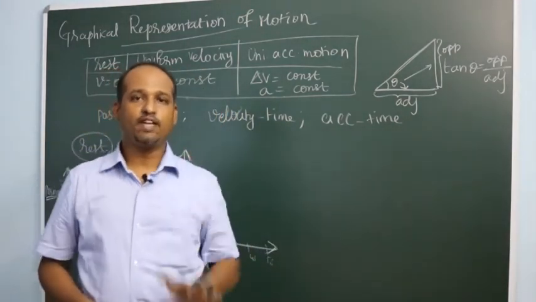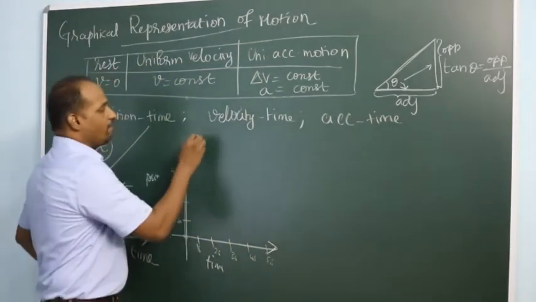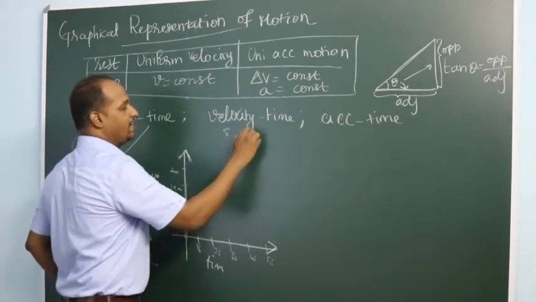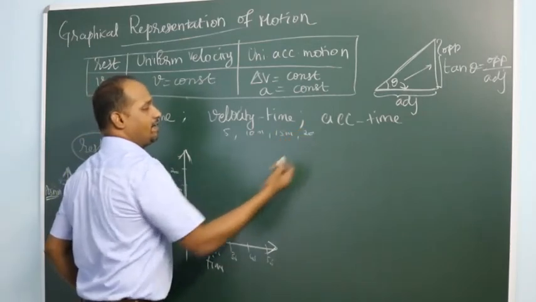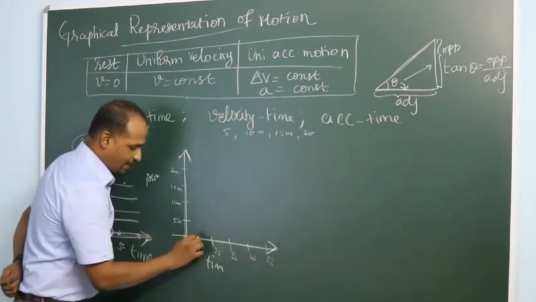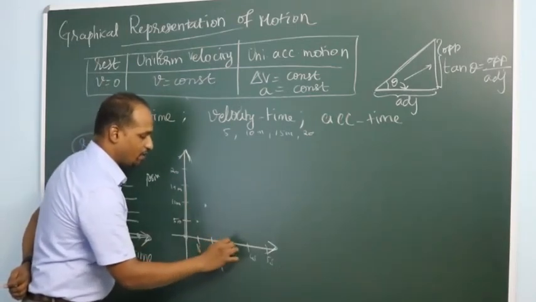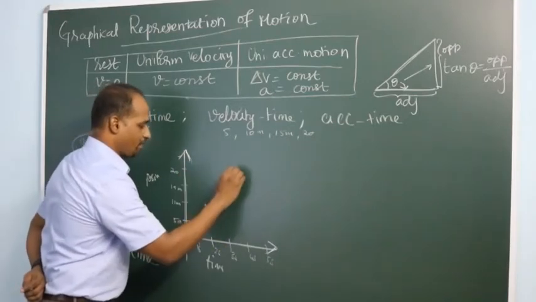of, let us say, 5 meters per second. That means every second it covers 5 meters. Then at the end of first second it is at 5 meter. At the end of second, 10 meter. At the end of third second, 15 meter. At the end of fourth second, 20 meter. So how do you do that? 1 second later it is at 5 meter from you. 2 seconds later, 10 meter from you. 3 seconds later, 15 meter from you. 4 seconds later, 20 meter from you.